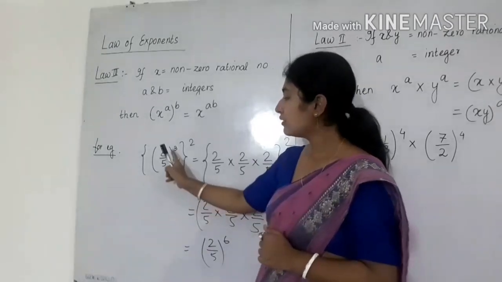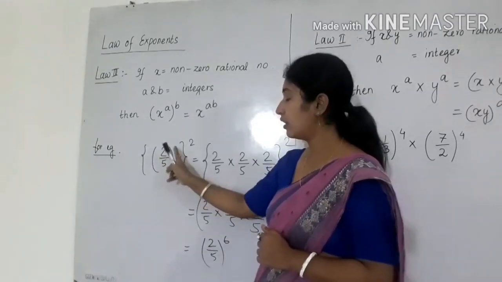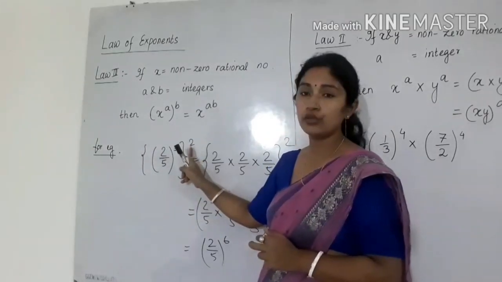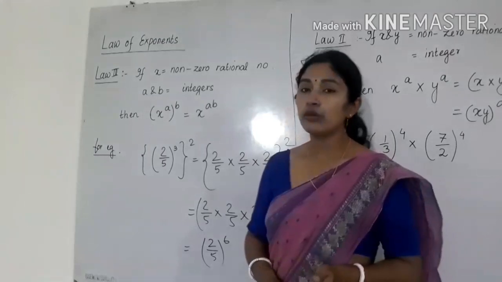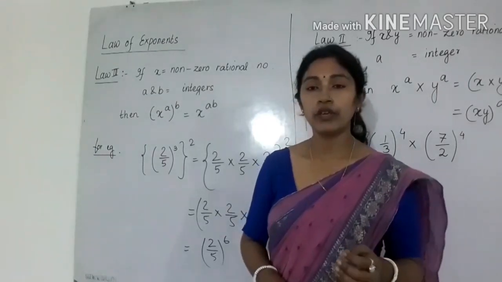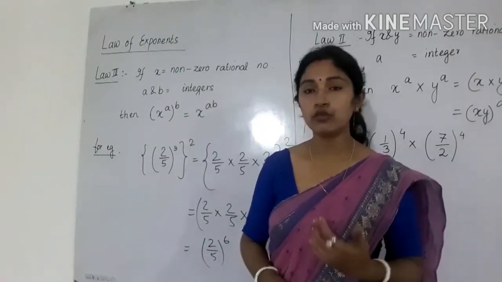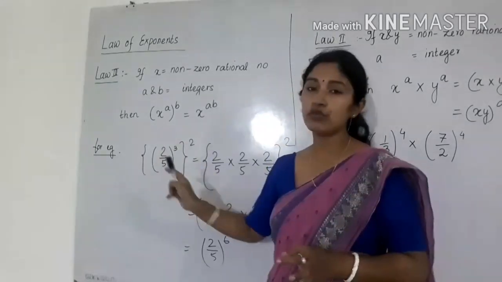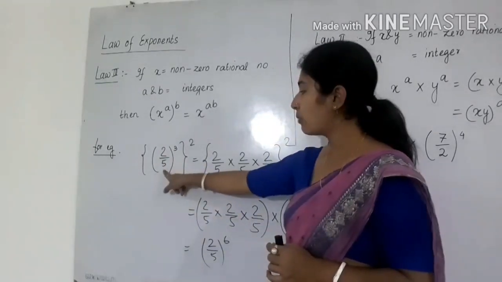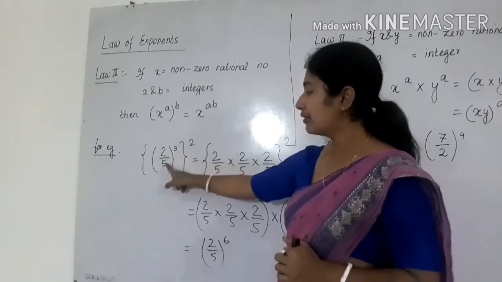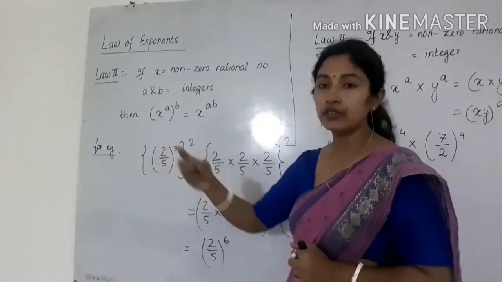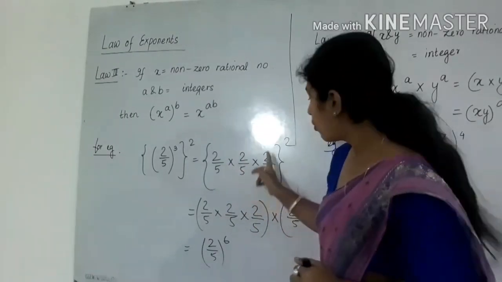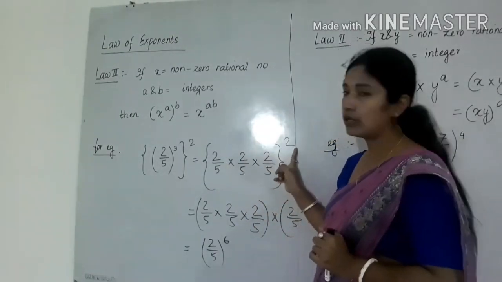So I have taken one example. See, this is 2 by 5 whole to the power 3, and again whole curly bracket to the power 2. According to BODMAS rule, we have to solve the bracket first. So which bracket? This round bracket we have to solve first. So here it is written 2 by 5 whole to the power 3. That means you have to write 2 by 5 three times. So 2 by 5 into 2 by 5 into 2 by 5. So whole curly bracket power 2.